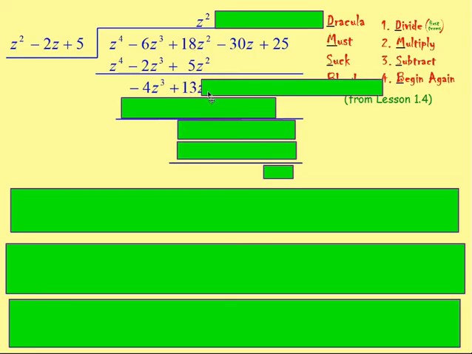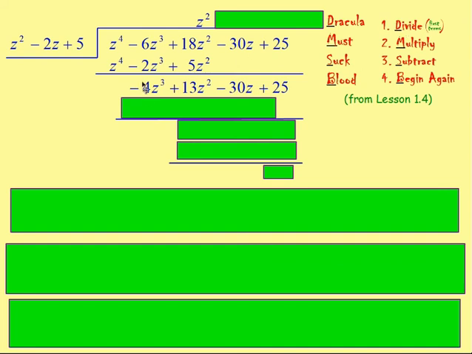18z squared, take away 5z squared. Negative 30z, take away 0. And 25, take away 0. From there, Dracula must suck blood, you begin again. You begin again if the degree here is going to be equal to or larger than the first term. So here we've got a z cubed, here we've got a z squared, this is bigger, so we begin again.